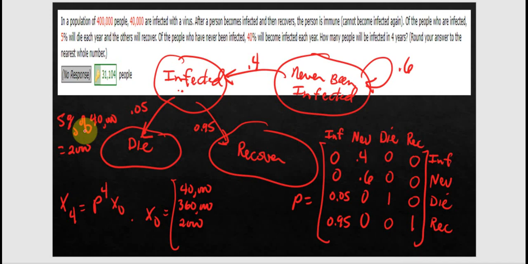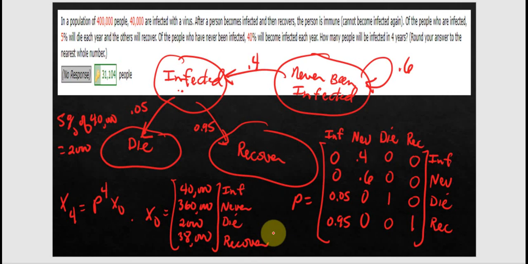And then how many recover? So it says if you got 5% who die, then the other 95% recover. So that's 95% of the 40,000. Basically, it's just 2,000 from 40,000. You get 38,000. So this is the initial state. Those who are infected, those who are the nevers, those who die, and then those who recover.